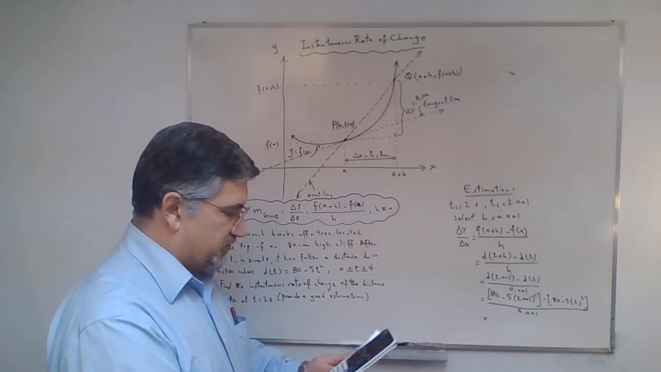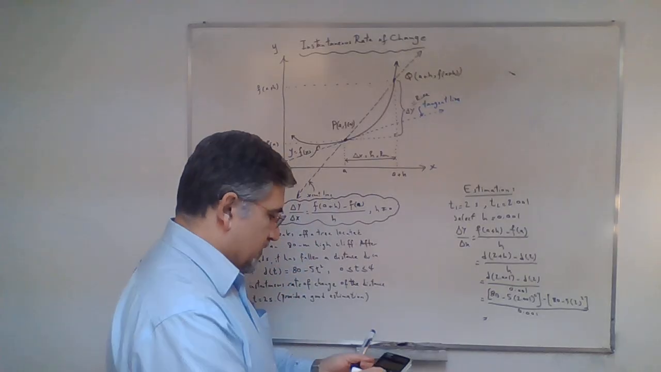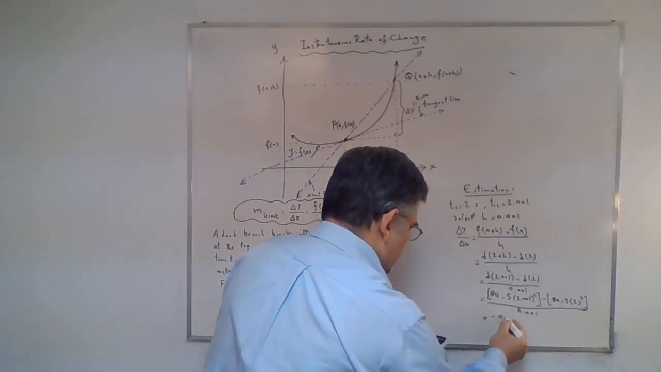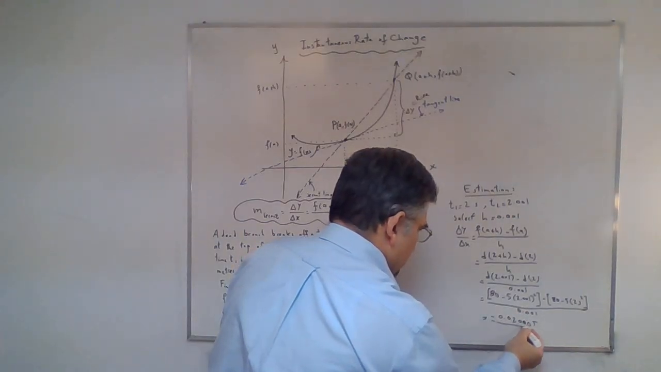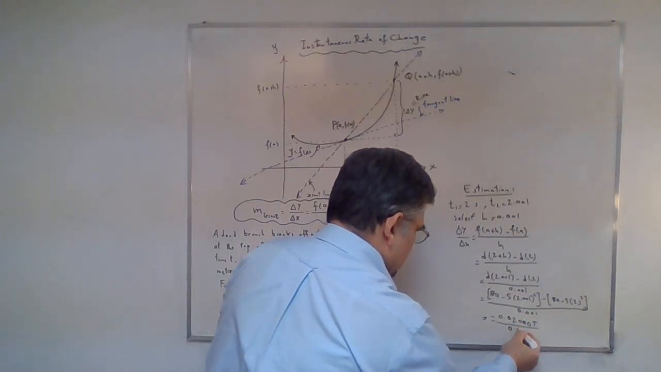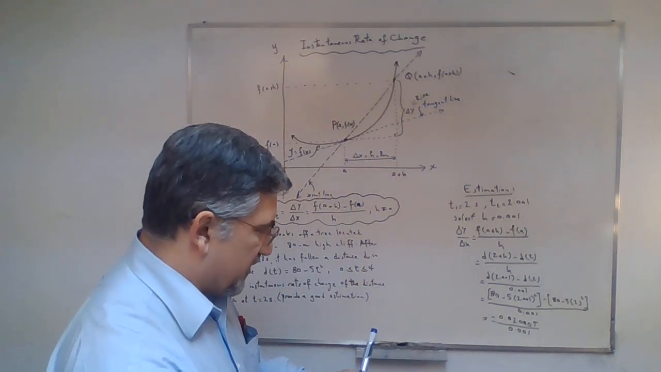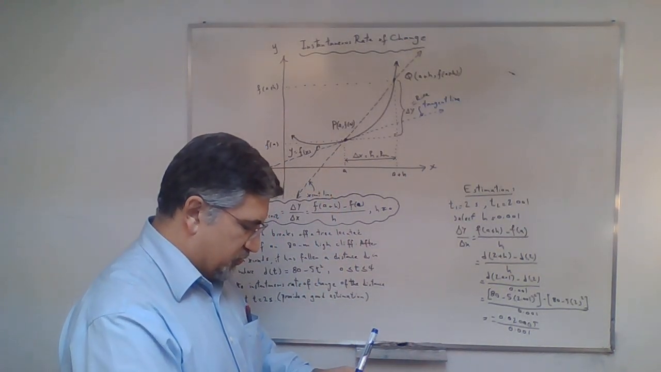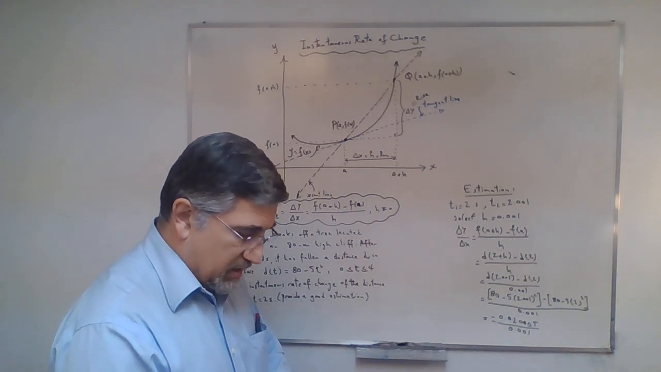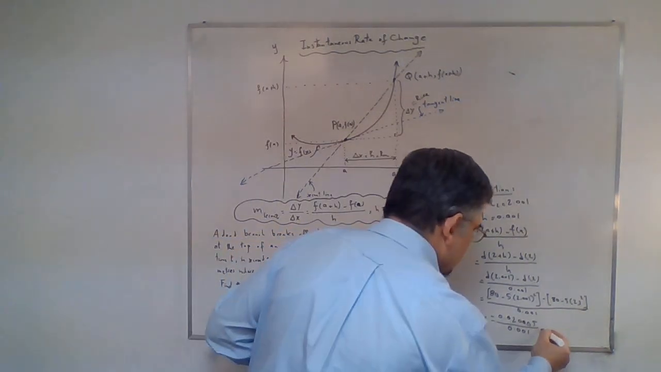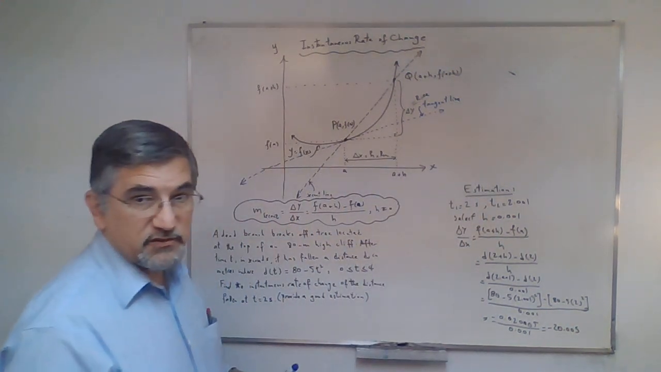So it gives me a very small number, which I'm going to write in the numerator. It is negative 0.020005, all over 0.001. So negative 0.020005 divided by 0.001, the answer is negative 20.005. Okay, that's what we get.